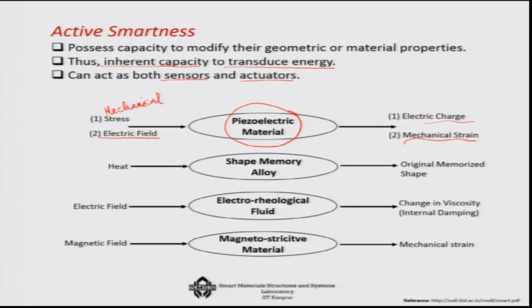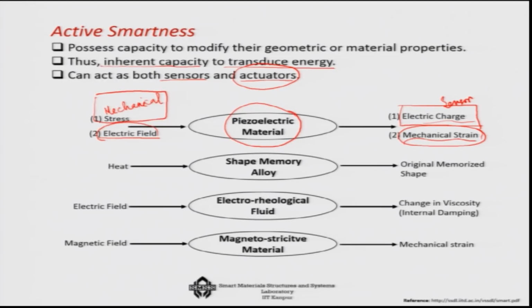Which means I can use this material in terms of either using electric field, I can generate mechanical strain, then it will be working as an actuator, or I can use mechanical stress and find out what is the electric charge that is generated, then we will be using it as a sensor. So, you can use it both as actuator as well as sensor.